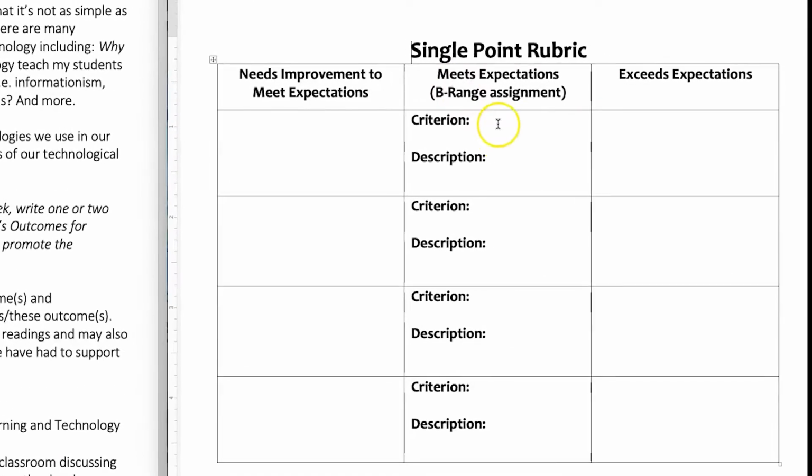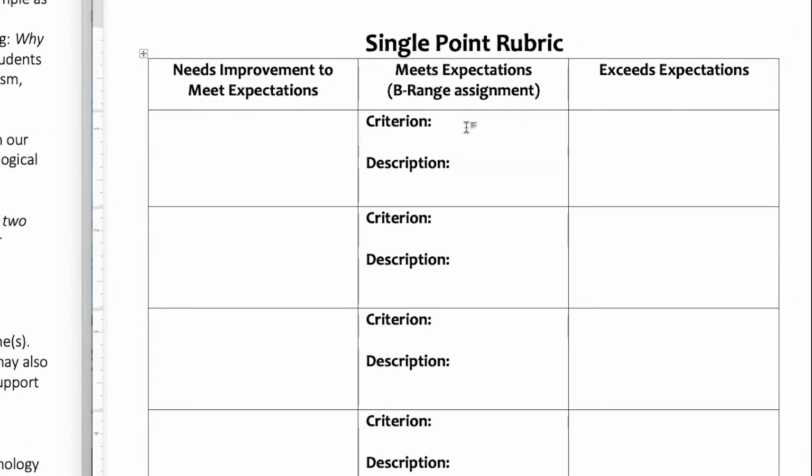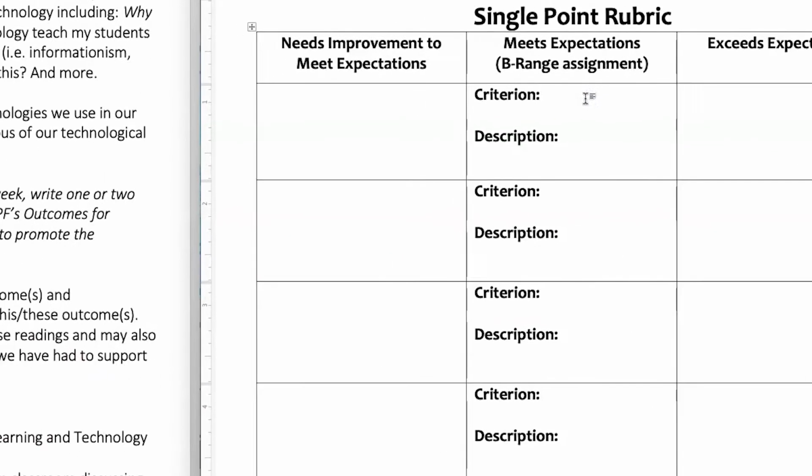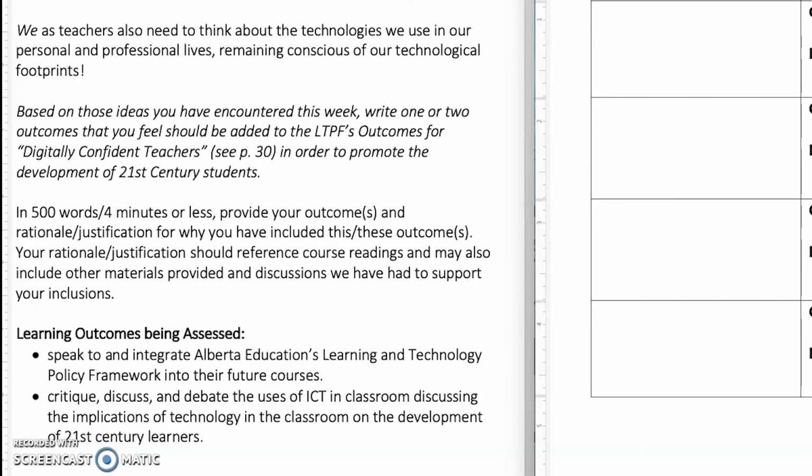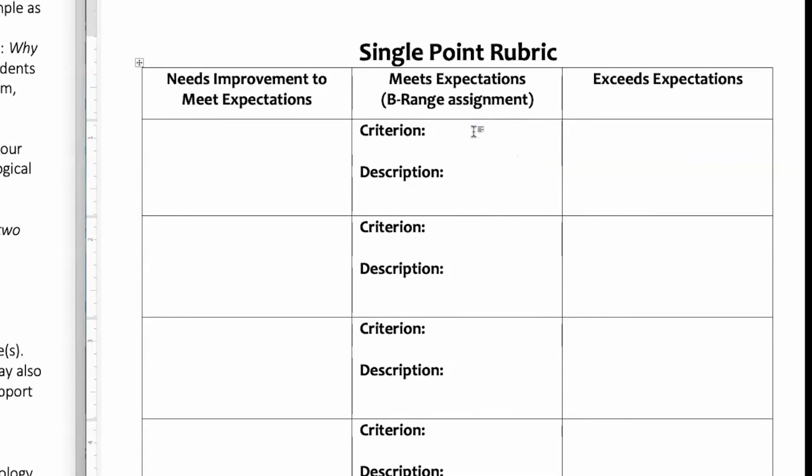To start here, I'm going to need to come up with some criteria. What criteria am I going to grade this assignment on? Well, I always like to go to my learning outcomes to see what I'm going to grade on. I'm asking students to write 2 learning outcomes and to speak to how they're going to integrate Alberta's Learning and Technology Framework into their future courses. So one of my criteria is going to be whether or not students can provide sound outcomes that should be added. So I'm going to write my criterion will be outcomes are sound.